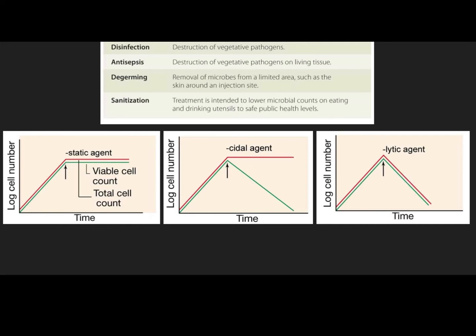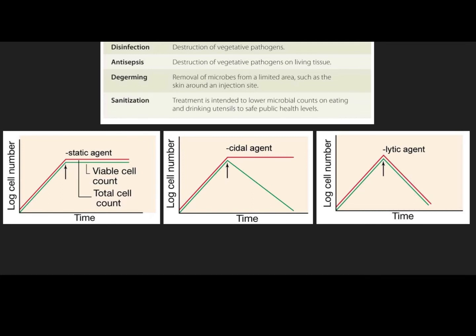So we have a couple of terms that we use generally. They describe for us the way that a particular agent exhibits its control. So we have microbistatic agents, we have microbicidal agents, and we have microbilytic agents.